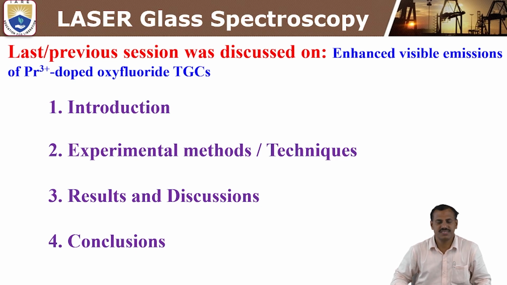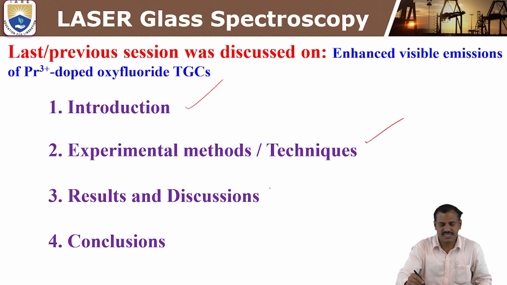In the previous session, we discussed the enhanced visible emissions of praseodymium 3+ doped oxyfluoride transparent glass ceramics. We discussed the introduction, experimental methods and techniques, the resultant discussion, and the conclusion of the praseodymium 3+ doped oxyfluoride transparent glass ceramics.